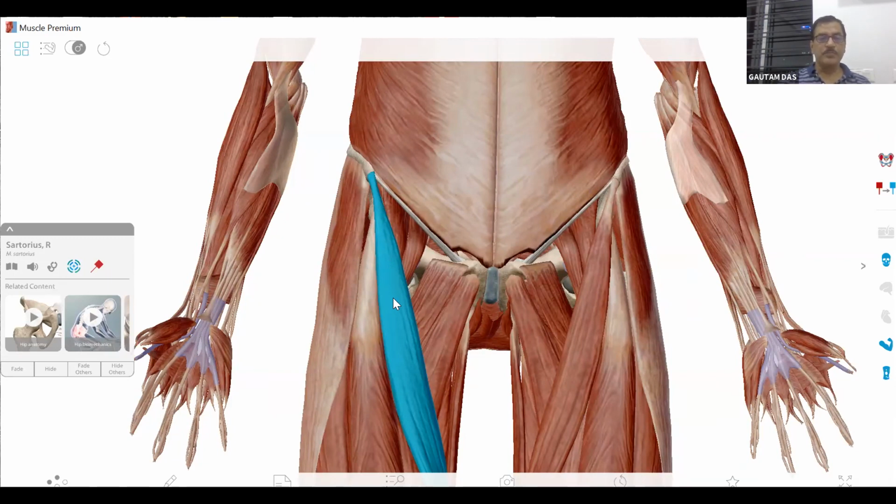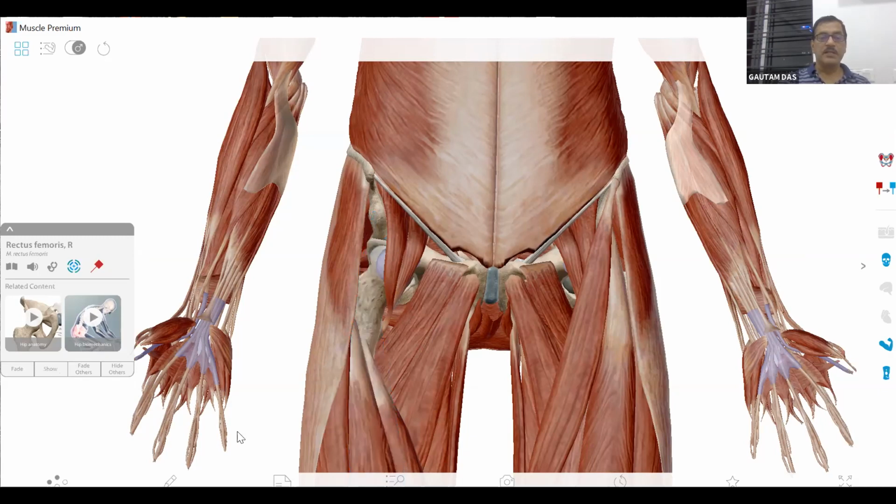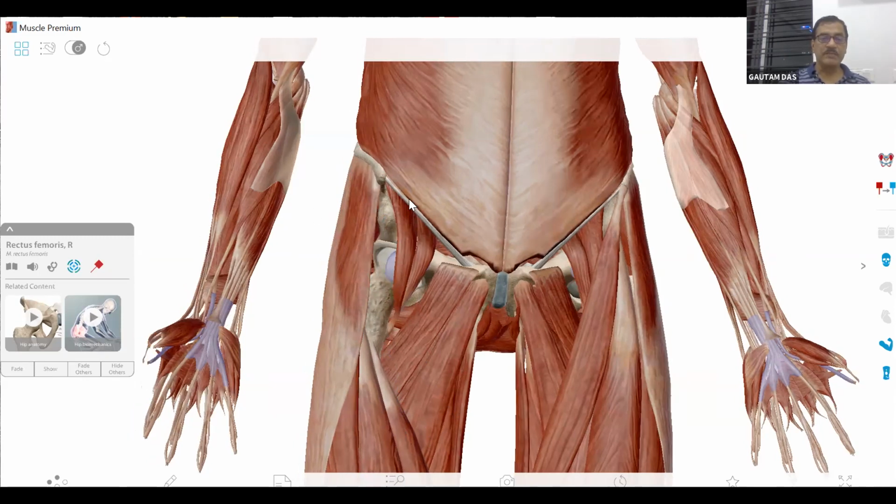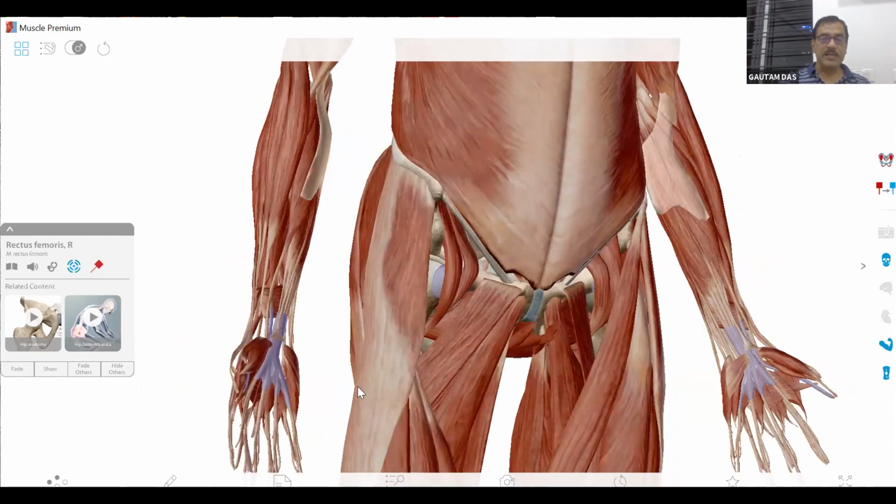So this is your sartorius. Let us remove the sartorius. Then again, these are very important muscles. One of the very important muscles of the quadriceps. You remember the four quadriceps muscles: the rectus femoris, then the vastus. Just below it is your vastus intermedius, and then your vastus medialis and lateralis. And then this is your tensor fasciae latae. The tensor fasciae latae is getting attached to the iliotibial band.